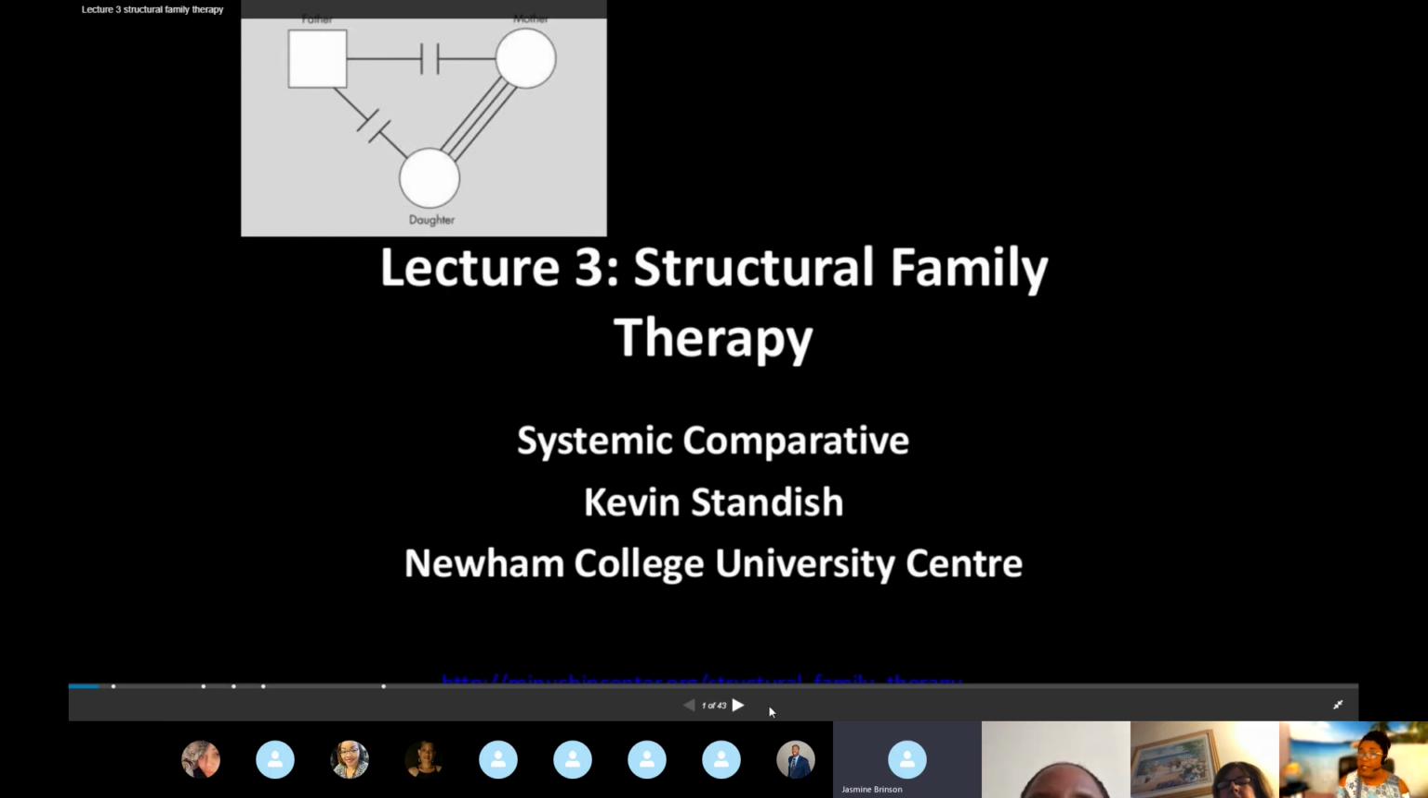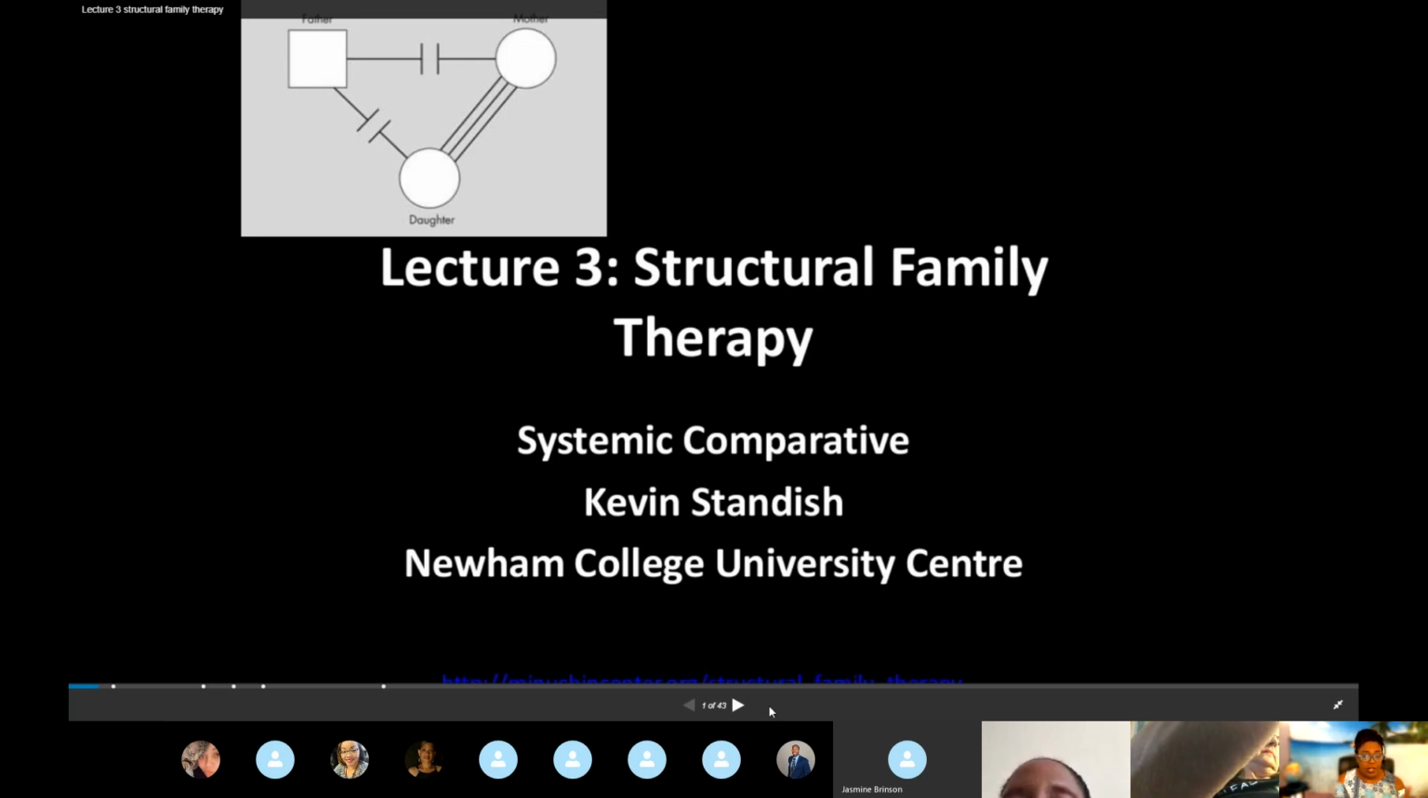Perfect. Okay. So structure, I always think of your house. A structural family therapist is trying to change the structure of the family. So if little Johnny is misbehaving at school and the social worker calls mom, from a structural approach the social worker is going to say, what's going on in your family? Because the issue is that the structure at home is broken.